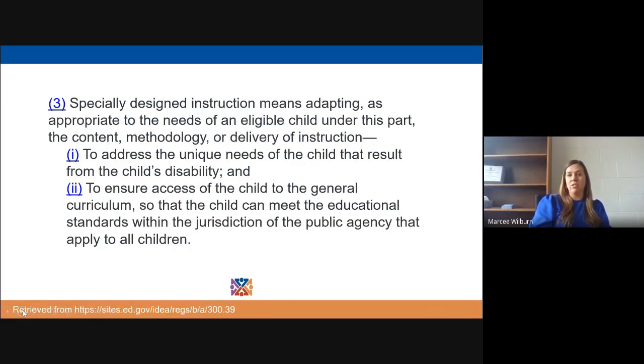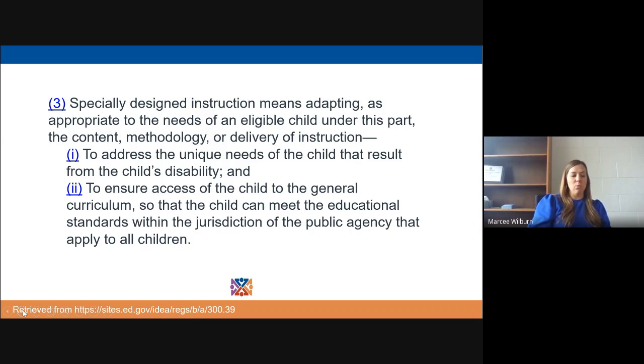What does the teacher have to do when it comes to providing specially designed instruction? All right, so make changes to the curriculum and instruction. Nice. Shannon, changes to content, methodology, and delivery. Nice. Okay, so the what, Shannon nailed it. The what is adapting the content, methodology, or delivery of instruction.